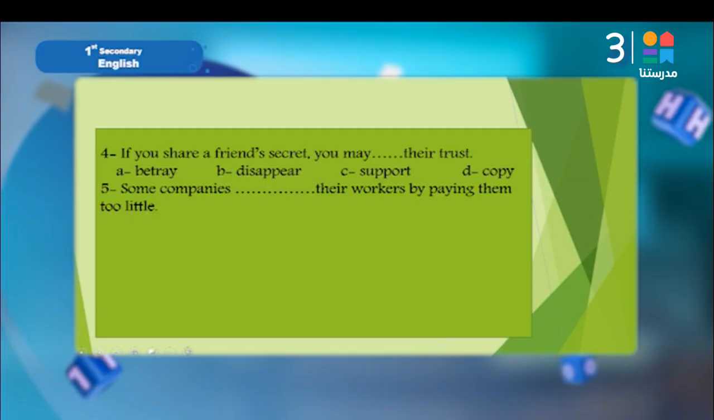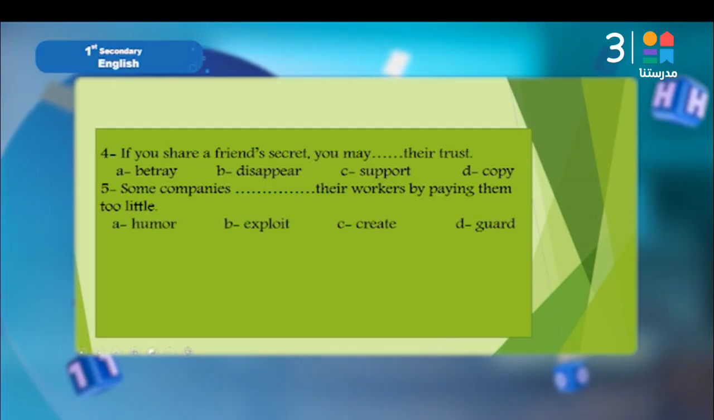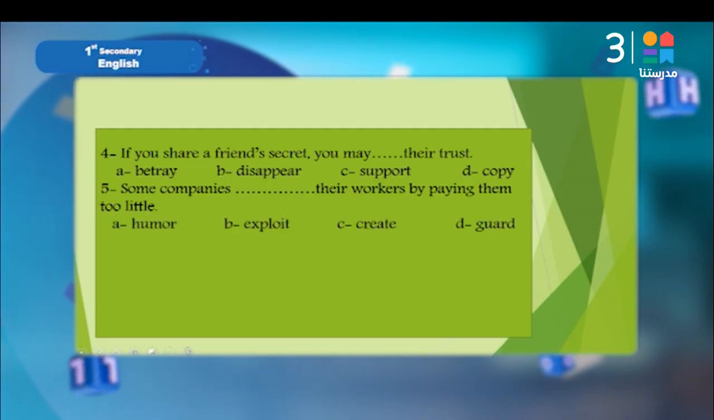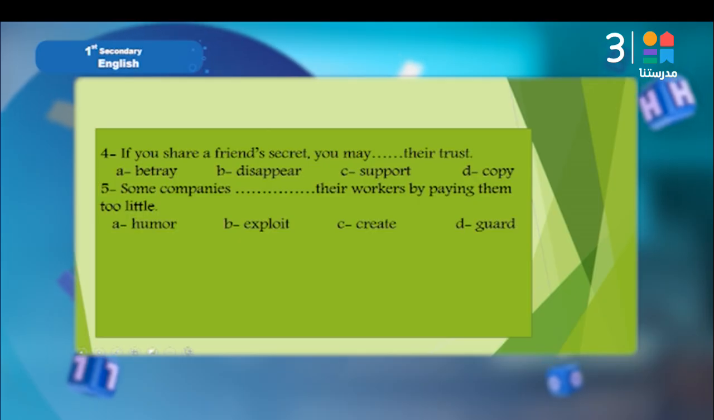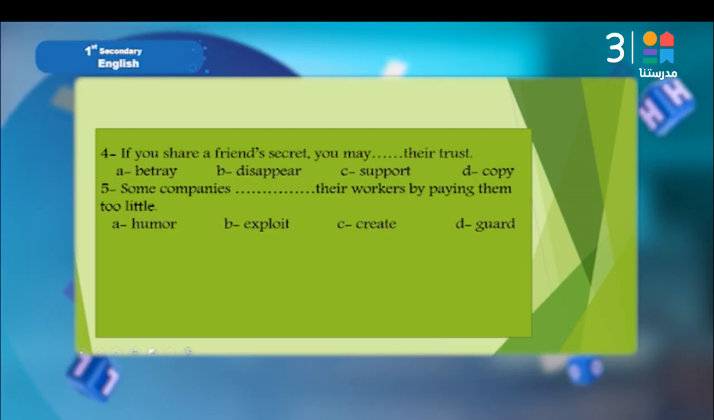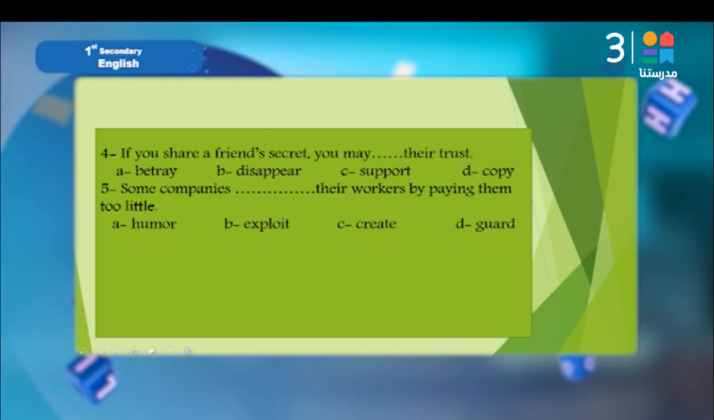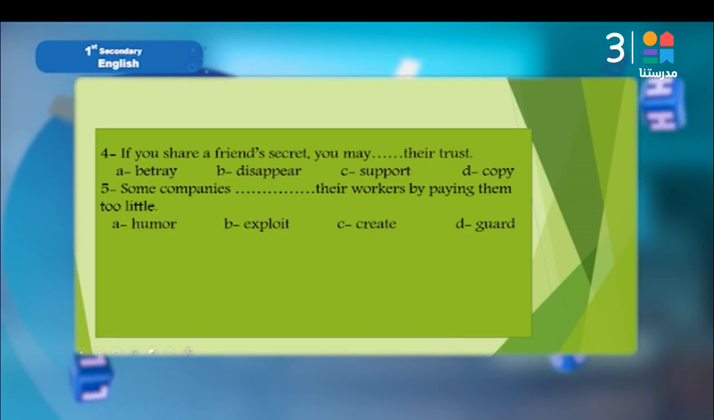Let's take another one. Number 5. Some companies space their workers by paying them too little. What do they do? Humor, exploit, create, or guard. Yes, very good. Do you remember the word? Yes, it's exploit. Exploit means to take advantage of someone.